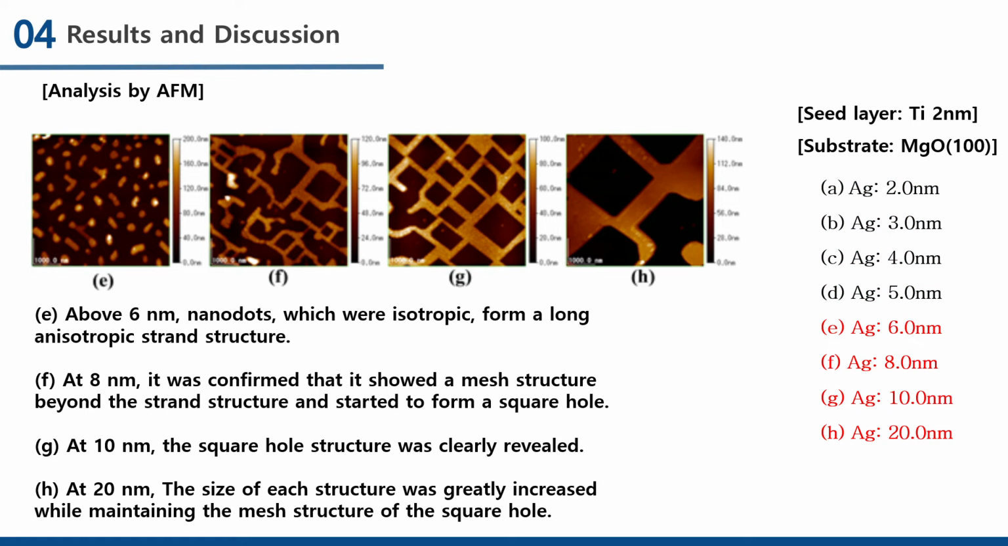Above 6 nanometer, nanodots, which were isotropic, form a long anisotropic strand structure. At 8 nanometer, it was confirmed that it showed a mesh beyond the strand and started to form a square hull. At 10 nanometer, the square hull structure was clearly revealed. At 20 nanometer, the size of each structure was greatly increased while maintaining the mesh structure of the square hull.